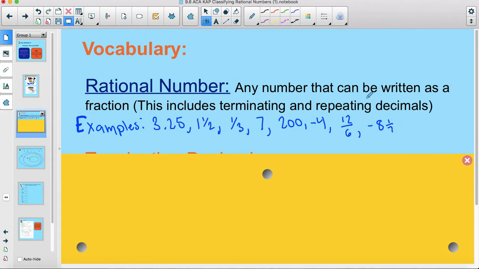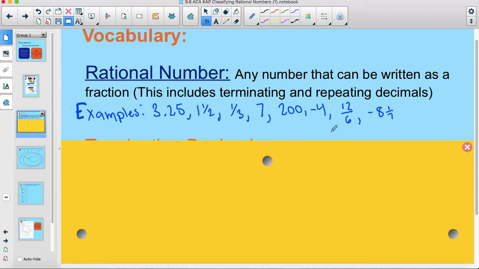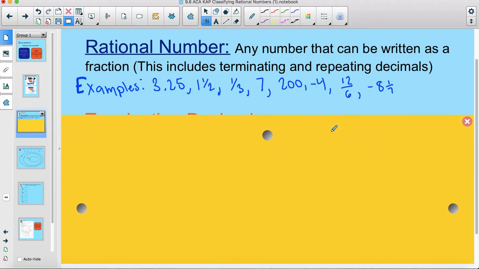1/7. So notice here, this 12/6, that could also be classified as a natural number because if we were to divide 12 divided by 6, we'd get 2. And 2 is one of our counting numbers. So the most specific place for 12/6 would actually be natural numbers, but we can also include it in rational numbers.